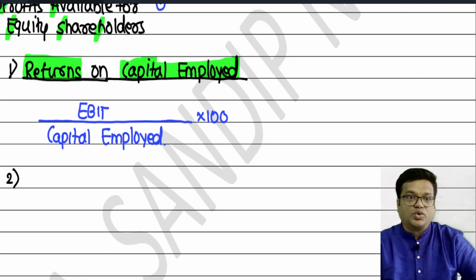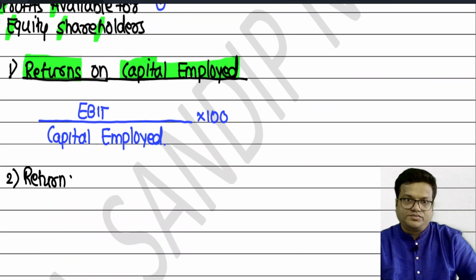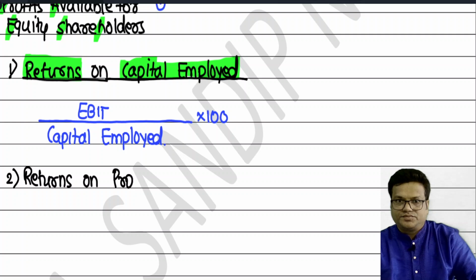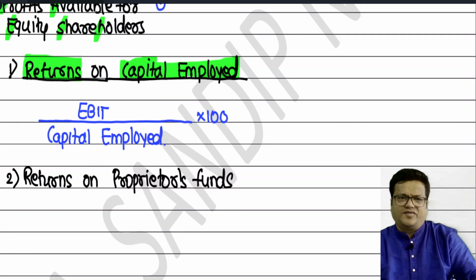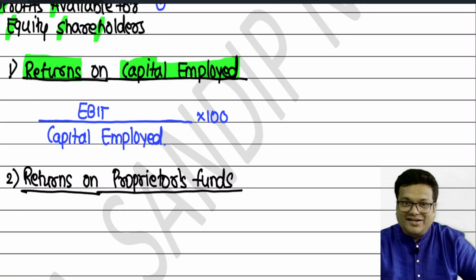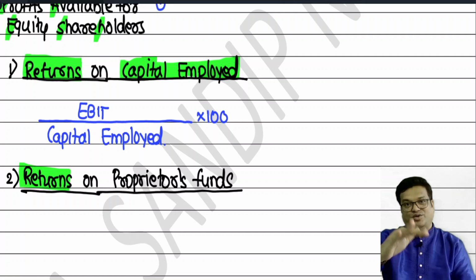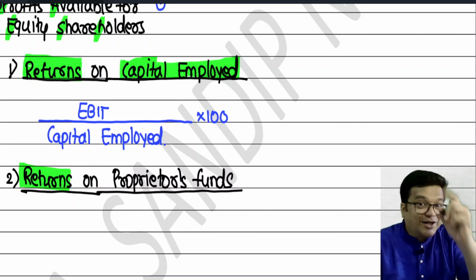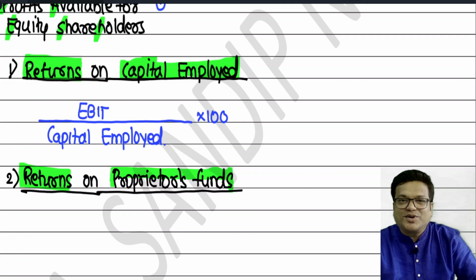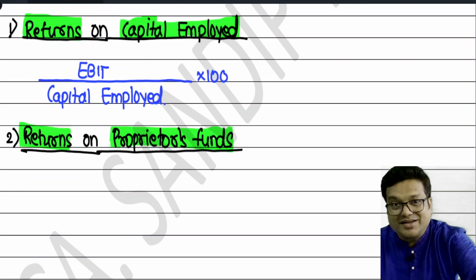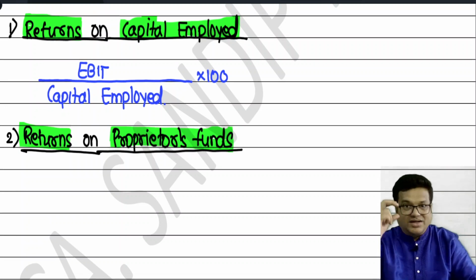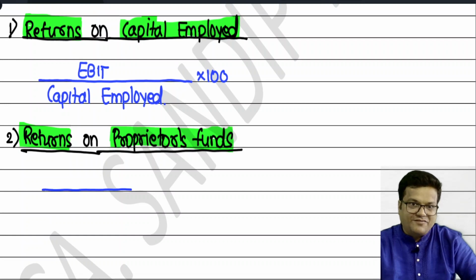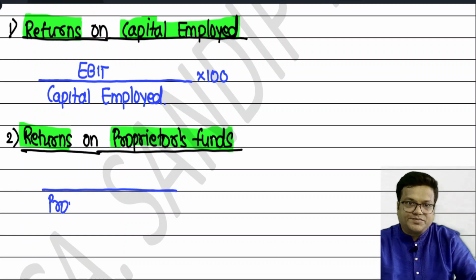Let's take number two, returns on proprietors' funds. I can feel it, guys. You have already guessed half of the ratio, isn't it? Returns on proprietors' funds. So in the numerator, some kind of returns have to come. Correct, friends? Okay. And in the denominator, now everybody knows what is going to come. Proprietors' funds. Half the formula done, guys. Half the formula, so you have already decided in your mind. So, let's write in the same fashion. The denominator is going to be what?